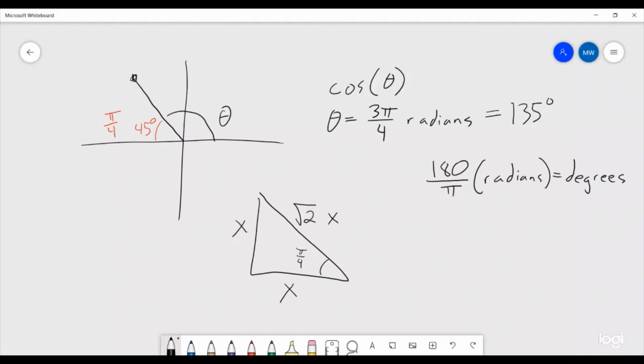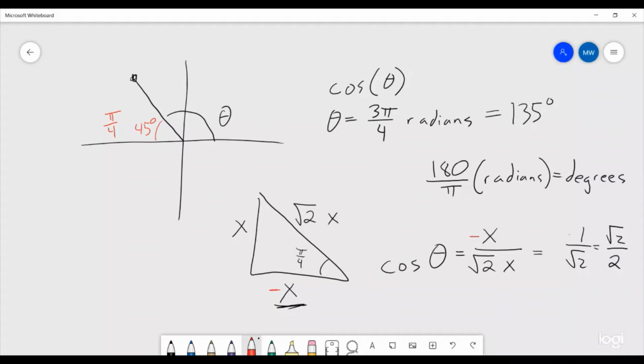So, if we are trying to figure out cosine of the angle, well, that's going to be adjacent over hypotenuse. So cosine of theta is going to be adjacent, this x, divided by the square root of 2 times x. So that's going to give us 1 over the square root of 2. Another way to write that is root 2 over 2. However, this is in the second quadrant. It's not in the first quadrant, it's in the second quadrant, which means that this x value is actually negative. So this is going to be negative, negative, and negative. So that tells us that cosine of theta is negative root 2 over 2.